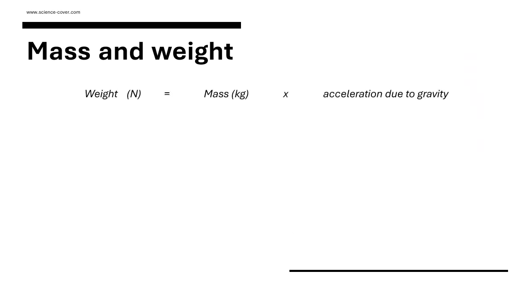Mass and weight are related. An object with a larger mass will produce a larger weight. This equation shows how they are related. The weight in newtons is equal to the mass in kilograms multiplied by the acceleration due to gravity, or g. Now, g is a constant, a value of 9.8 meters per second squared here on the Earth. So weight is equal to mass multiplied by 9.8.